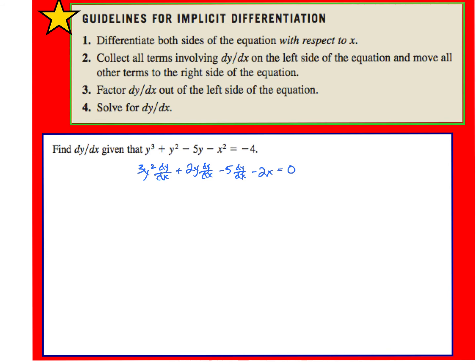0. All right? I'm going to share a common mistake that students have all the time. They forget to take the derivative of the constant. What's the derivative of a constant? 0. Make sure you do that.